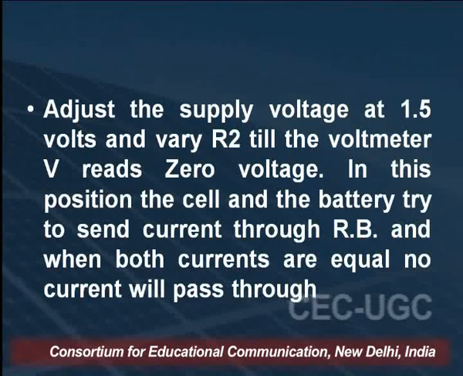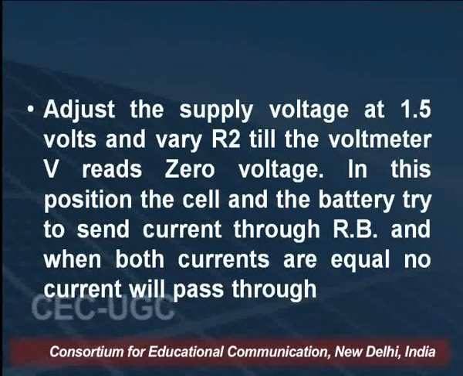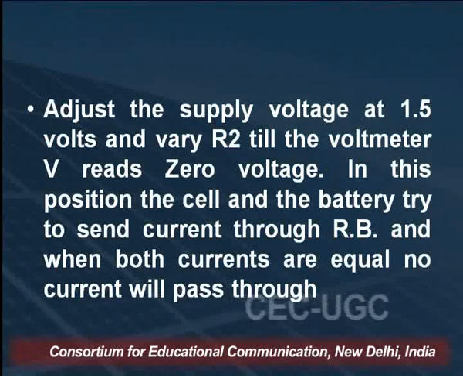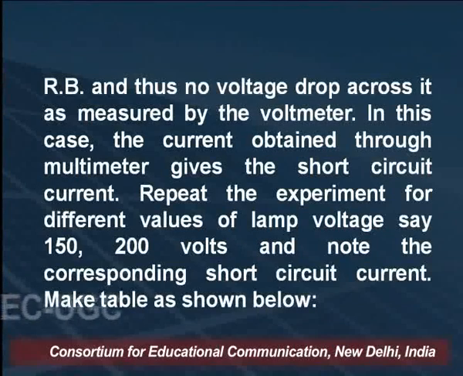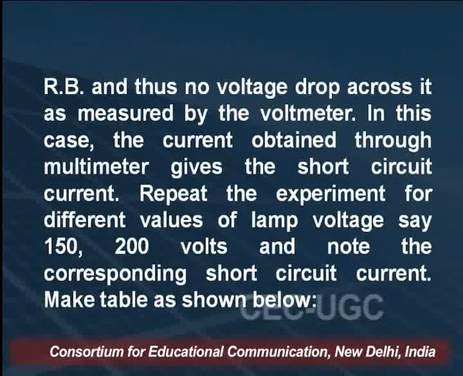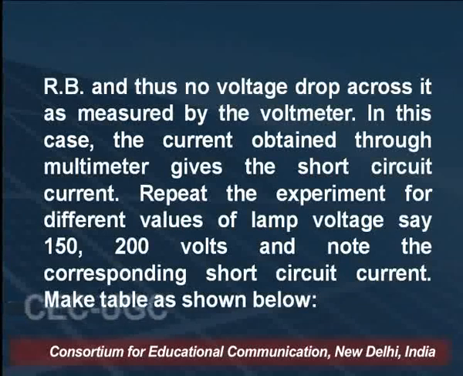In this position, the cell and the battery try to send the current through the resistance box, and when both currents are equal, no current will pass through it. So the resistance box has no voltage drop across it, as measured by the voltmeter. In this case, the current obtained through the multimeter gives the short circuit current, and we repeat this experiment for different voltages, and find the corresponding currents.